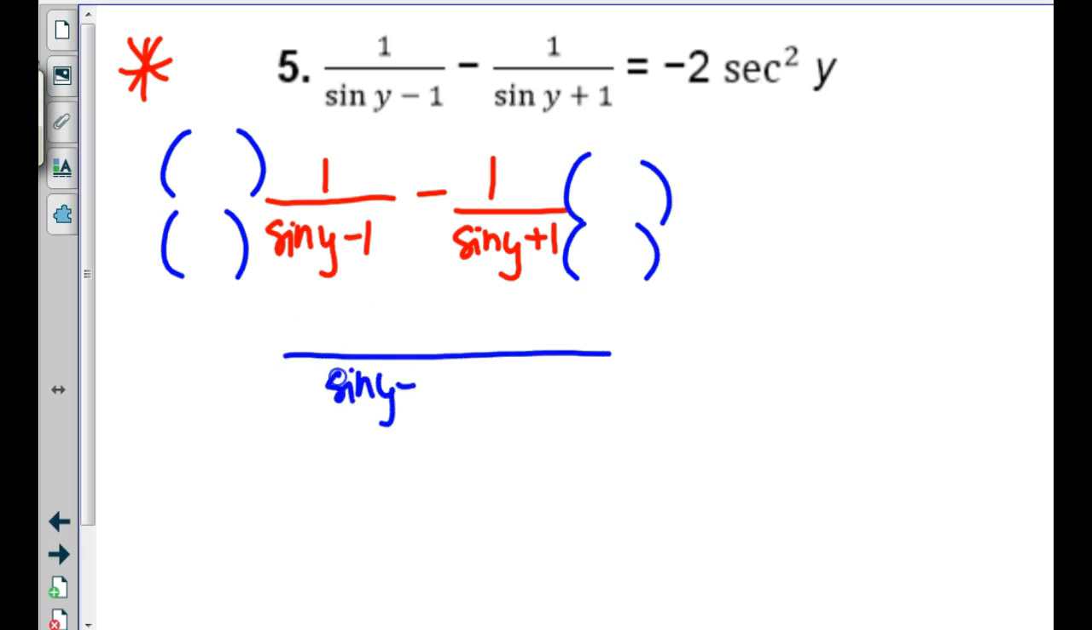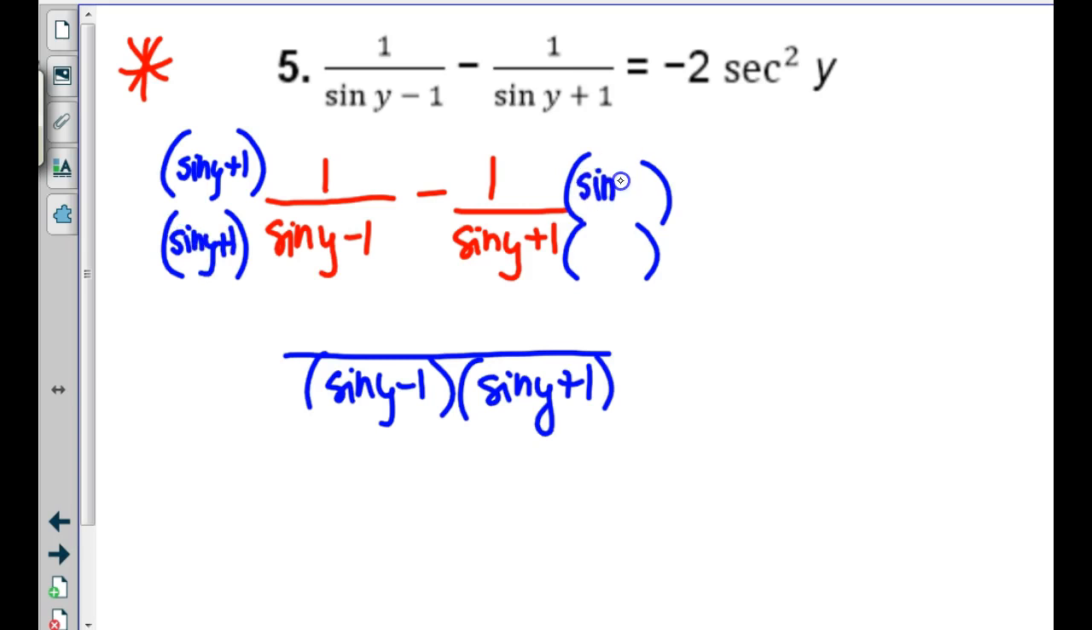Yes, sine y minus 1 times sine y plus 1 is going to be my common denominator. So this one would need to multiply by sine y plus 1 over sine y plus 1. And this one would multiply by sine y minus 1 over sine y minus 1. You got to show that step.